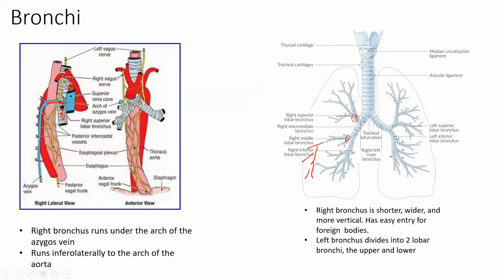The dilation of the lumen of the bronchi is controlled by sympathetic nerves, whereas constriction is controlled by parasympathetic stimulation.